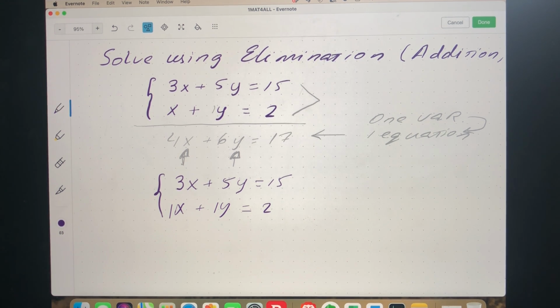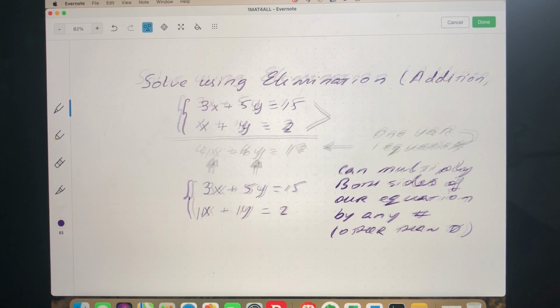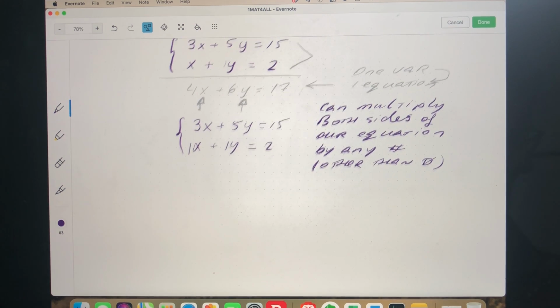Now we can multiply both sides of our equation by any number other than 0. So to see which letter is easiest to cancel, we could look at the idea of the least common denominator.